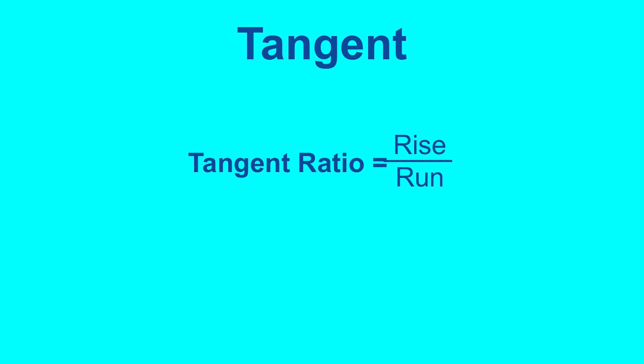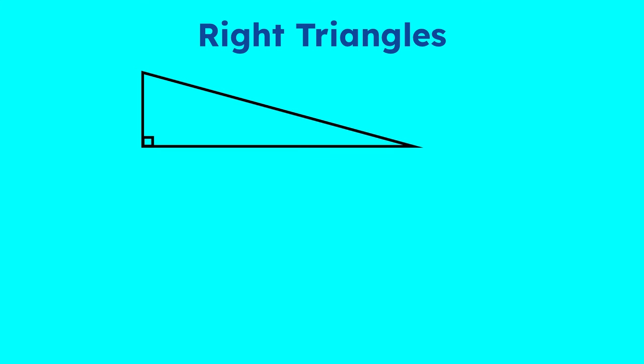So keep in mind that your tangent ratio is the same thing as rise over run, which means that your tangent ratio is equal to the slope. Let me show you a couple of examples. In this triangle, I labeled my hypotenuse. My hypotenuse is always the longest side, and it's always across from my 90-degree angle.